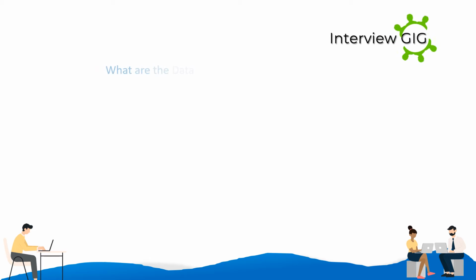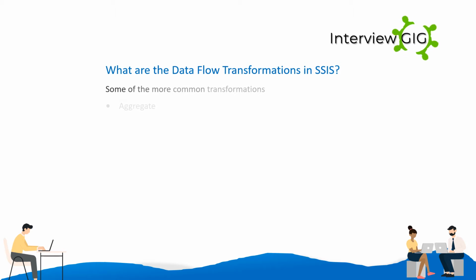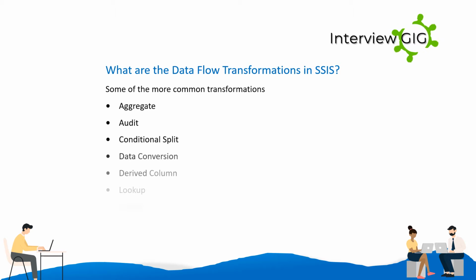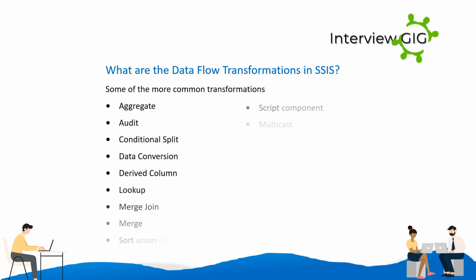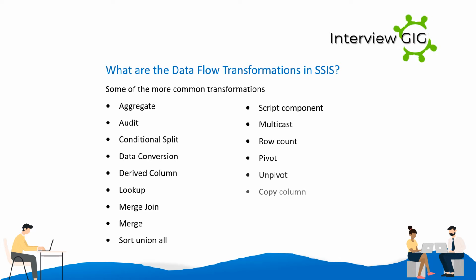What are the data flow transformations in SSIS? Some of the more common transformations: aggregate, audit, conditional split, data conversion, derived column, lookup, merge join, merge, sort, union, null, script component, multicast, row count, pivot, unpivot, copy column.